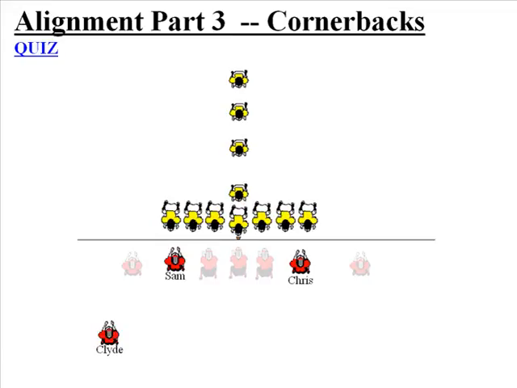Watch what happens now. What happens if a man goes in motion? Clyde goes with him. That's Clyde's man. Now, what if the guy goes the other way? Clyde is going to have to go with him. He becomes his man right there.